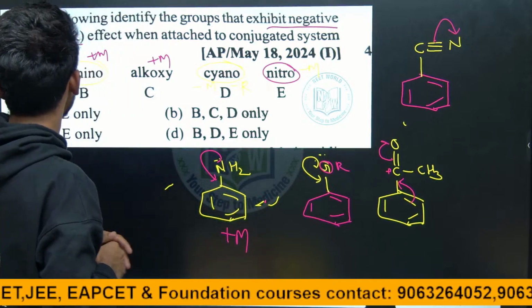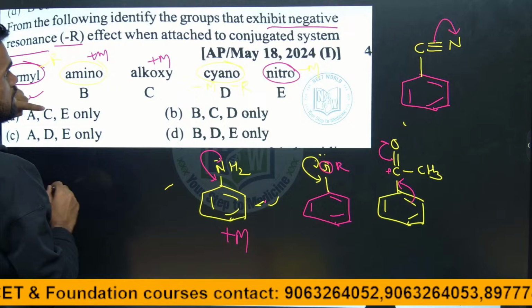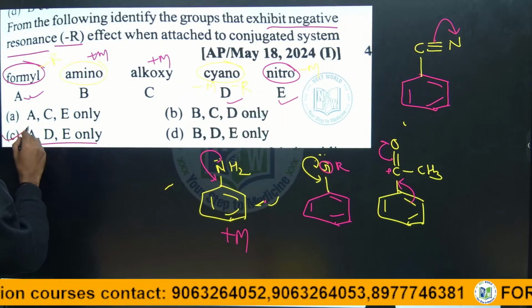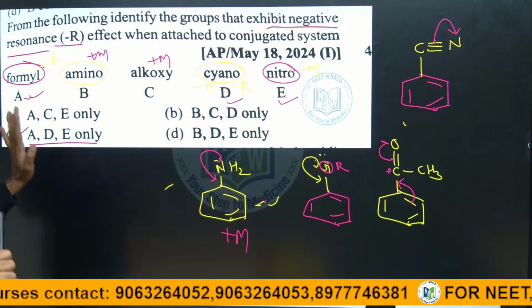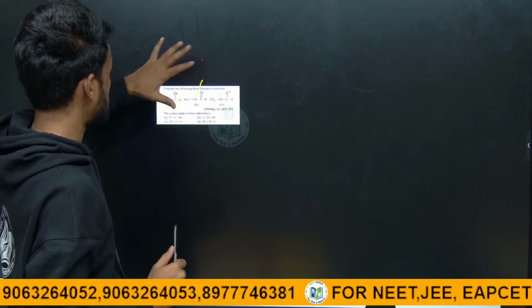Okay, so now look, how many minus M effects are there? A, and the next D and E. So A, D, E, we have option C with A, D, E. I hope it is clear. Yes, so then next.